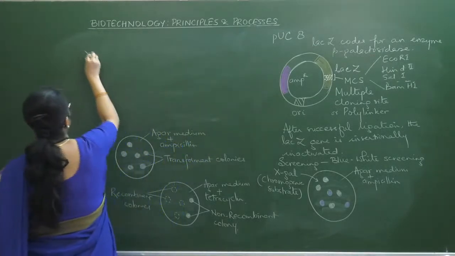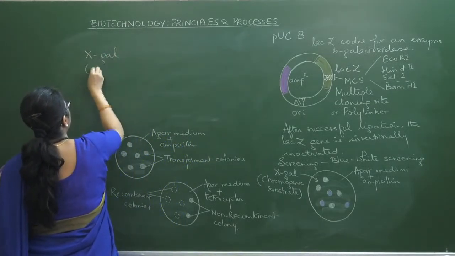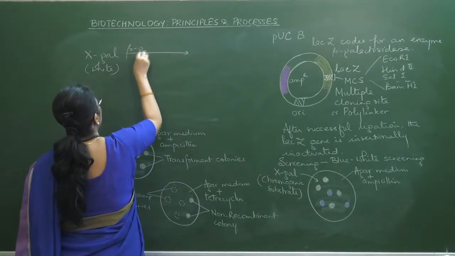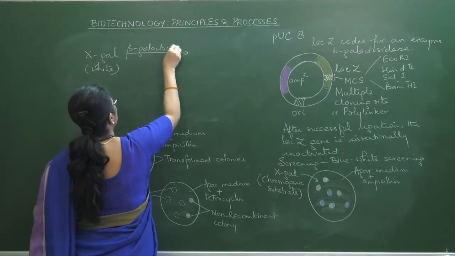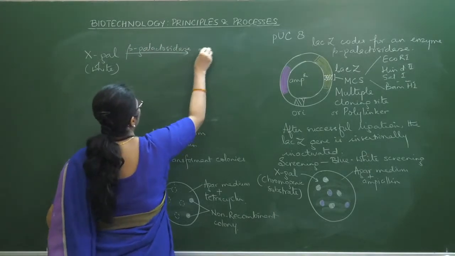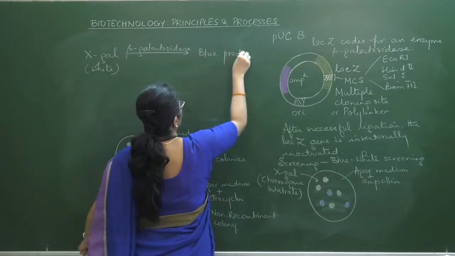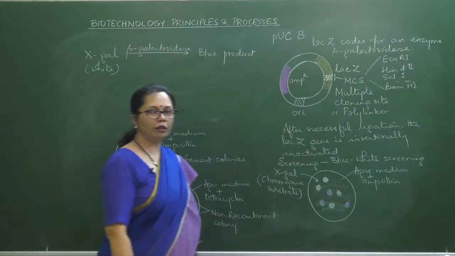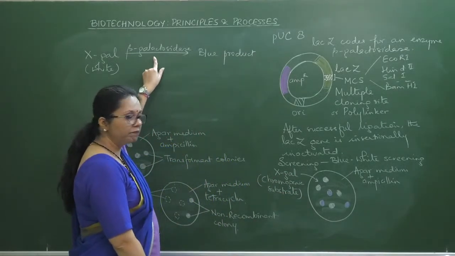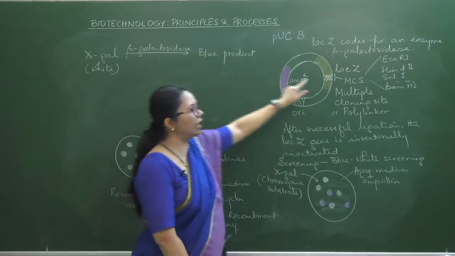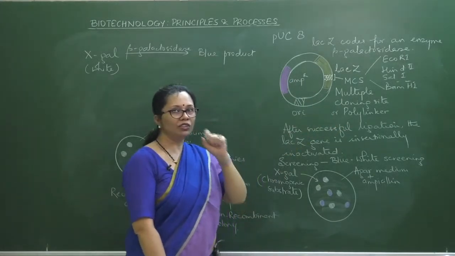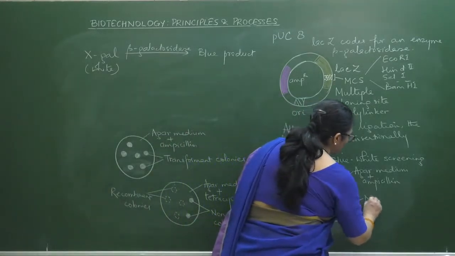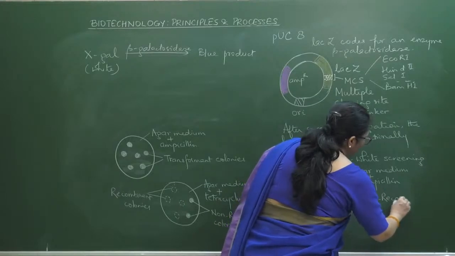So you see this X-gal, which itself is white in color, is acted on by the enzyme beta galactosidase and forms a blue product. So the ones forming a blue colored product mean the enzyme is working, and if the enzyme is working, that means the LAC-Z is working, and that means it is a non-recombinant colony.